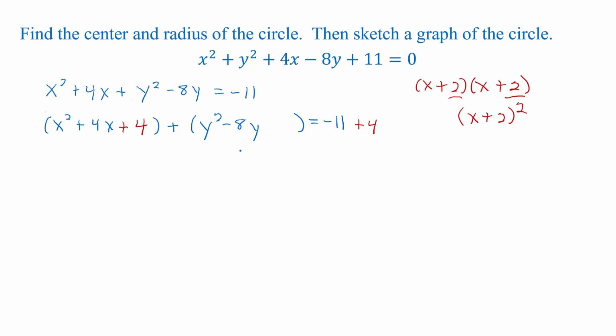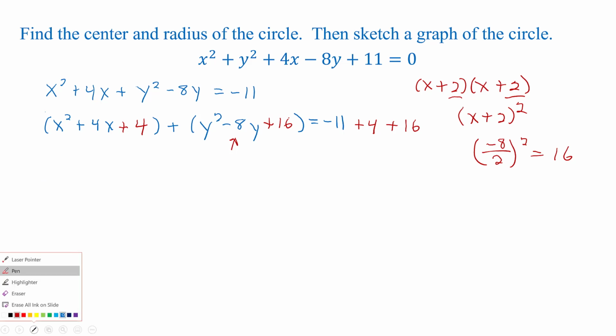And then I'll complete the square on the y's. A faster way to do this, maybe, is to see that the middle term has a coefficient of negative 8. If we just take negative 8, divide it by 2, and then square it, I would have (-4)^2, or 16. So I'm going to have y^2 - 8y + 16. I will also add 16 to the right side to keep things balanced, and then rewrite my equation.